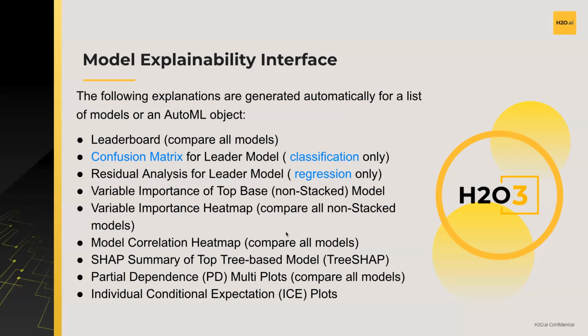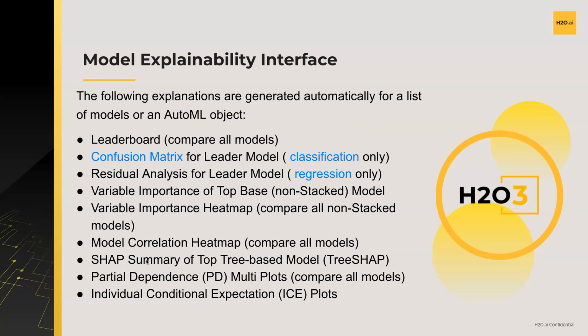So overall, we have the following explanations which are generated for either a list of models or an AutoML object. As you must be aware, H2O-3 also has an AutoML object. If you have more than one model, you also get a leaderboard, which compares the metrics across all models. You get a confusion matrix if you have a classification model, and you get a residual analysis in case you have a regression model. You also get variable importance or feature importance plots, depending upon whether you have stacked models or non-stacked models. You also get a model correlation heat map in case you have more than one model. So this compares all the models.